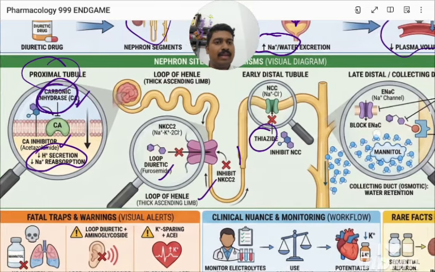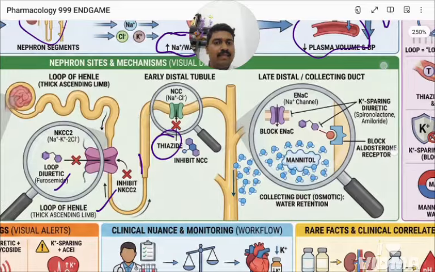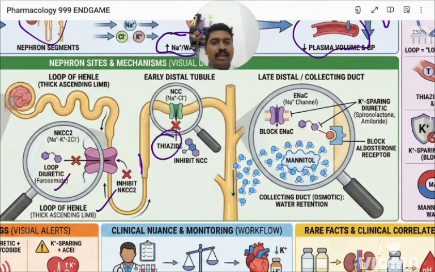Now the last one acts on the collecting tubules. In the collecting tubules, we have drugs which act on ENaC. ENaC means the epithelial sodium channel, E for epithelial. An example for this is amiloride.